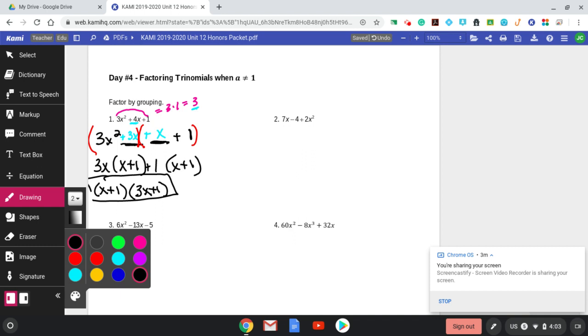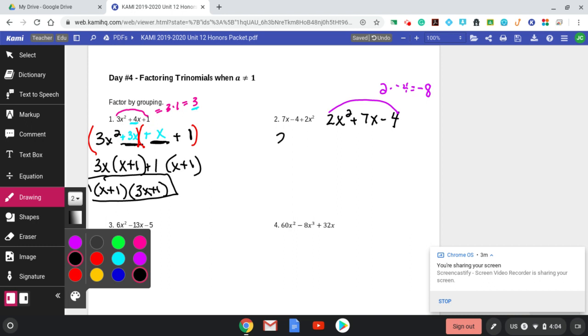Okay, number 2. Problem right away: I don't like the way it looks. So what I prefer you do here is make sure the squared term is out in front, the x term is in the middle, and the value all by itself is last. Here we go. Multiply your A and your C. So 2 times negative 4 gives me negative 8.